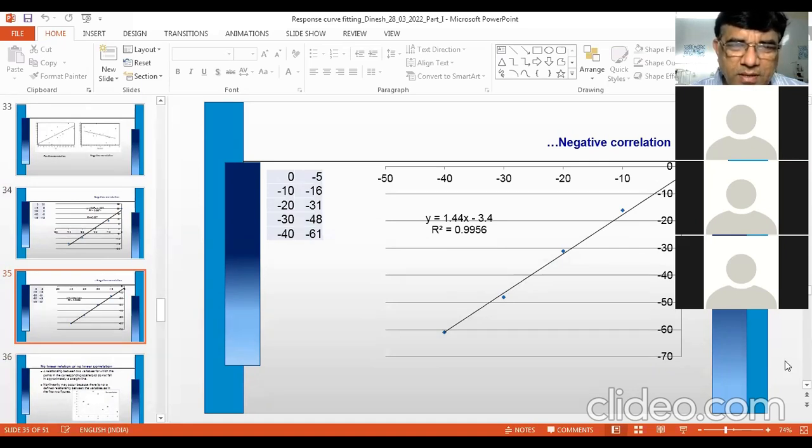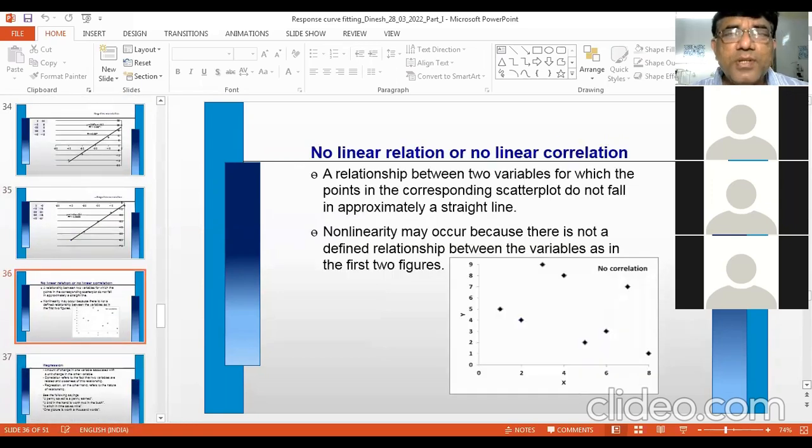Decreasing, decreasing. Now, there can be a situation where two variables are not related. In this scatter plot, you can see there is no trend in this data. A relationship between two variables for which the points in the corresponding scatter plot do not fall in approximately a straight line. So you cannot draw a straight line here.